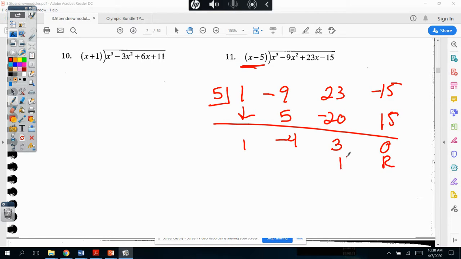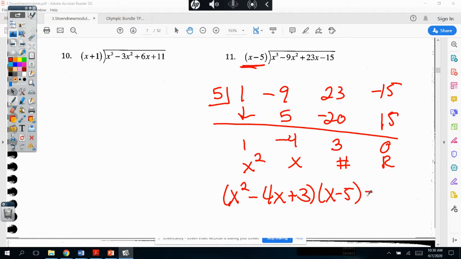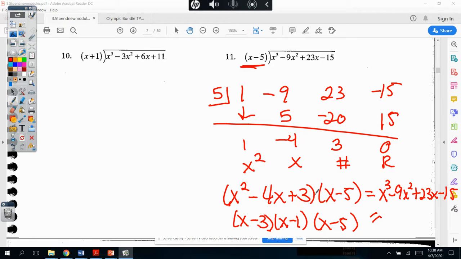This time there is no remainder, which means it is a factor, and x squared minus 4x plus 3 times x minus 5 will equal x cubed minus 9x squared plus 23x minus 15. You could go further if you want. This would factor to x minus 3, x minus 1. They didn't ask you to do that, but you should notice that while you're working these problems.